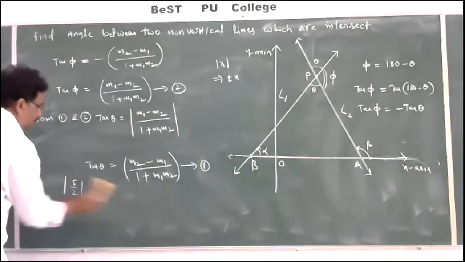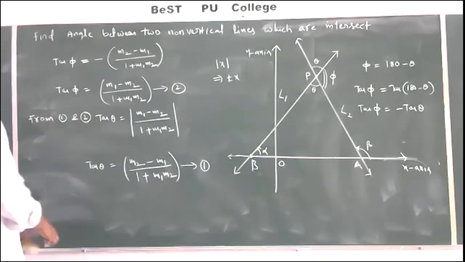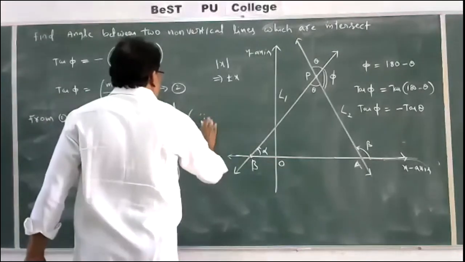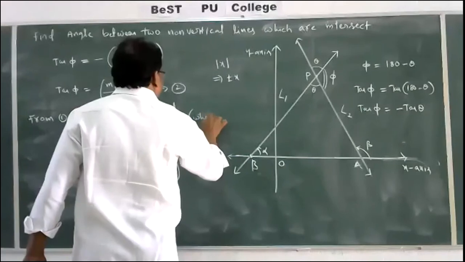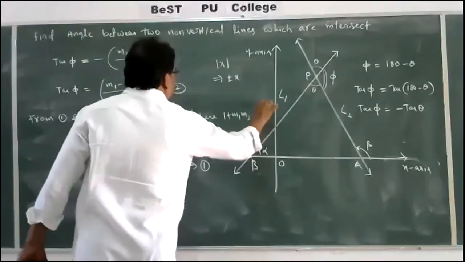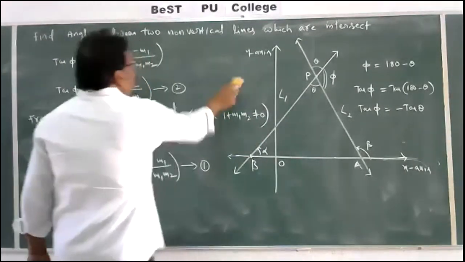So therefore, tan theta is equal to mod of (m1 minus m2) by (1 plus m1 m2), where 1 plus m1 m2 is not equal to 0.